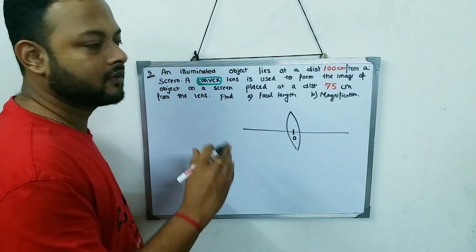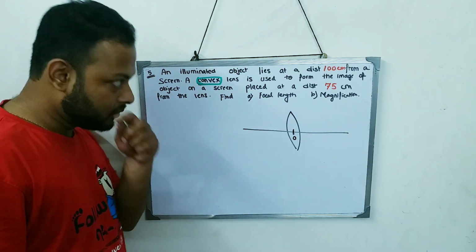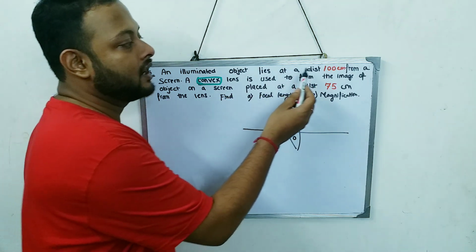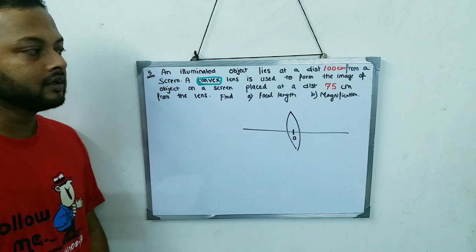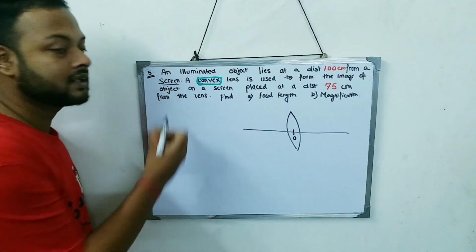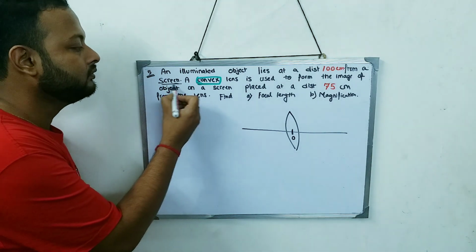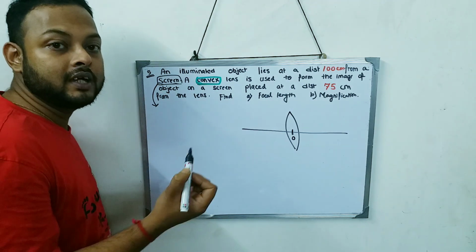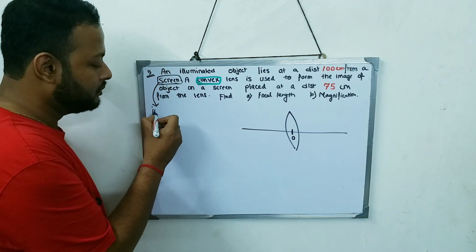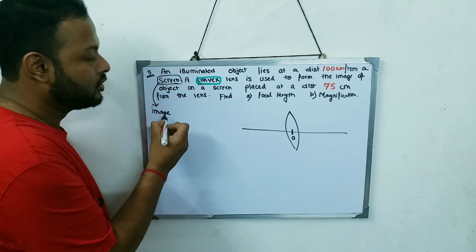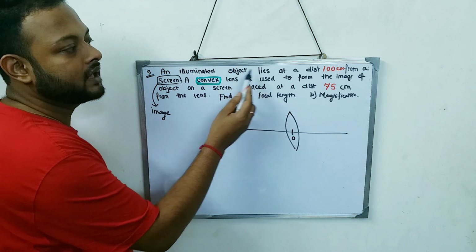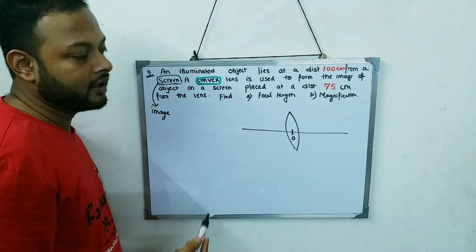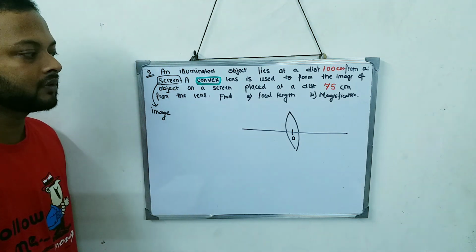Okay, convex lens I have drawn. Now after this, what I will see is that the object lies 100 centimeter from a screen. Now this word screen has a lot of importance. A screen is the place where the image is formed. So indirectly they are saying the object lies 100 centimeter from the image.